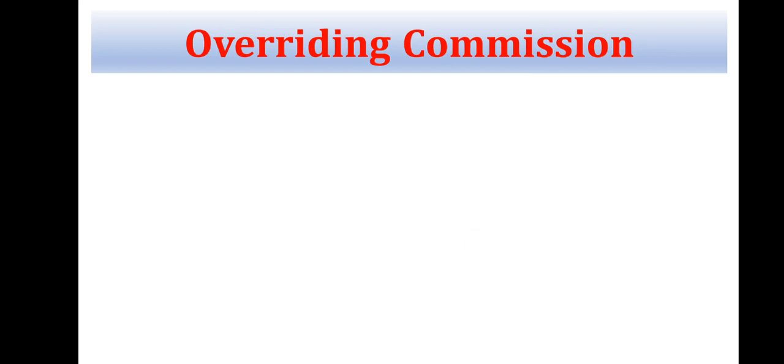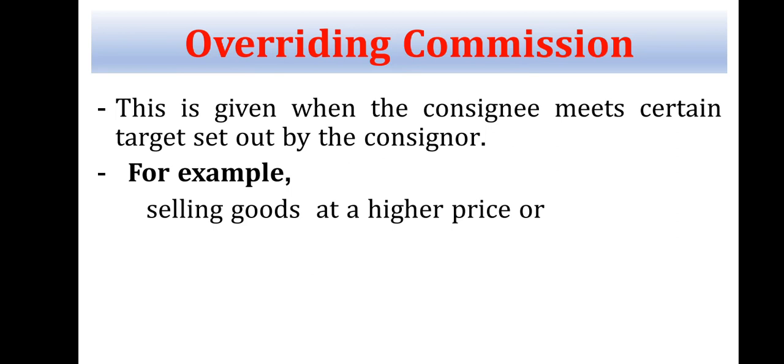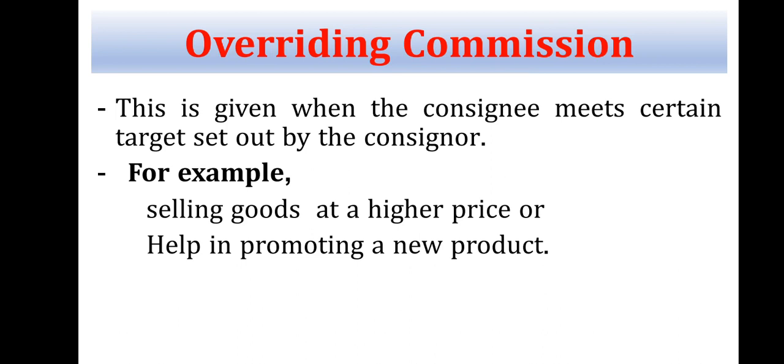Overriding commission. This is given when the consignee meets certain targets set out by the consignor, for example, selling goods at a higher price. So such a commission is called overriding commission. Or when the consignee helps the business or the consignor, that is the owner, to promote a new product, that commission may be given just to encourage him to put more effort in expanding the product.